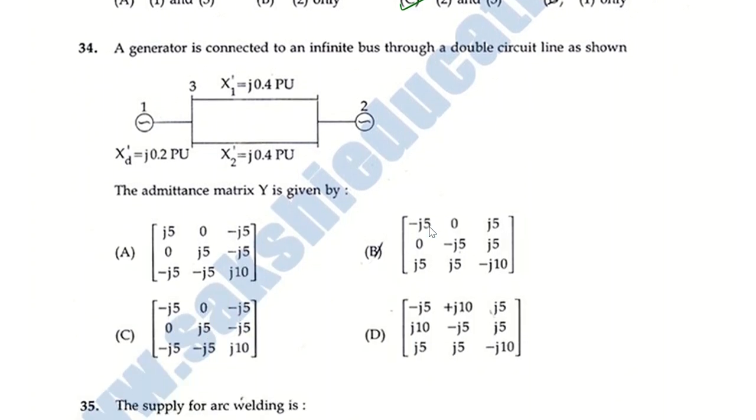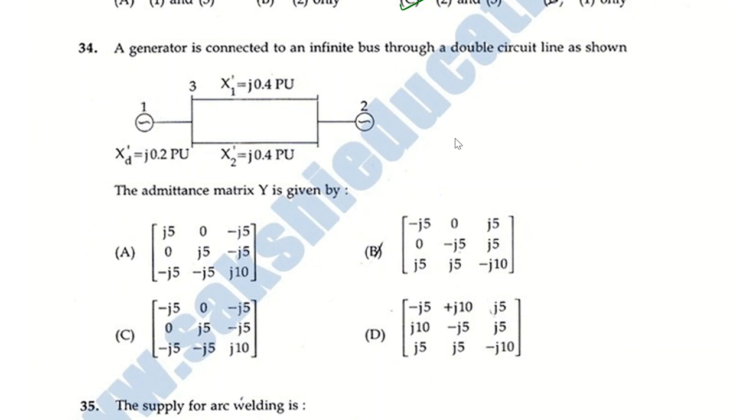A generator is connected to an infinite bus through a double circuit line as shown in the figure here. Here is the circuit diagram of a power system in which we need to find the values of the admittance parameters Y11, Y12, Y22. First, we will convert these X values into their equivalent Y parameters. So I'll write down here.